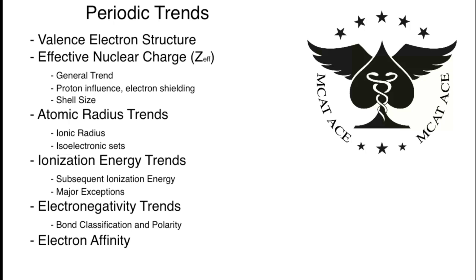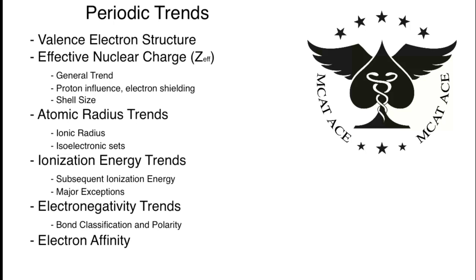So with effective nuclear charge, we'll take a look at the general trend. We're going to talk about how protons will influence the effective nuclear charge and basically what effective nuclear charge actually is, how it works. We're going to talk about what happens as we continue to pile on electrons, and specifically what happens if we open up a new shell and we place additional electrons into that shell. So in other words, what happens if I go from a 2s to a 3s? How is that going to change or manipulate the effective nuclear charge?